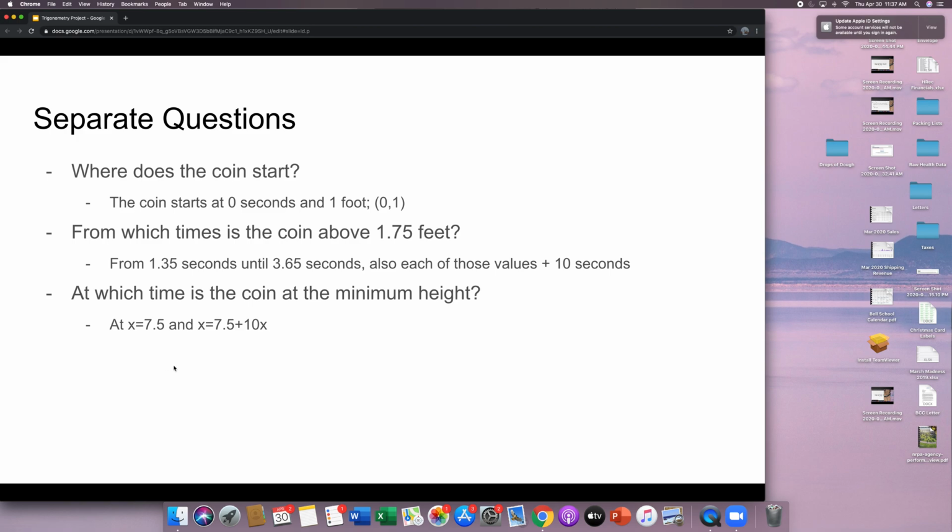Here are separate questions that I created about my sine graph. Where does the coin start? So the coin starts at 0 seconds and 1 foot off the ground, or (0, 1).